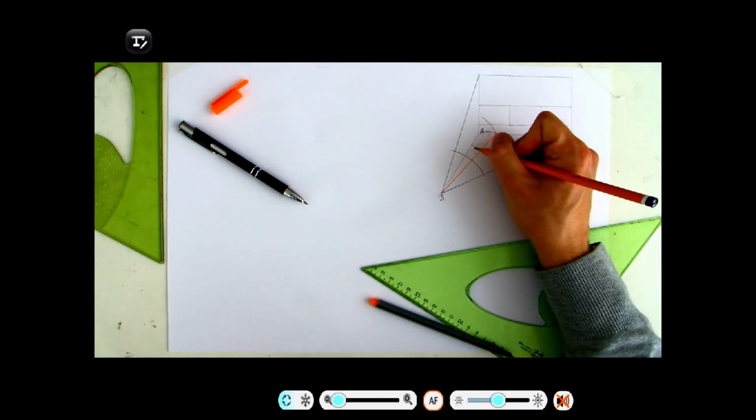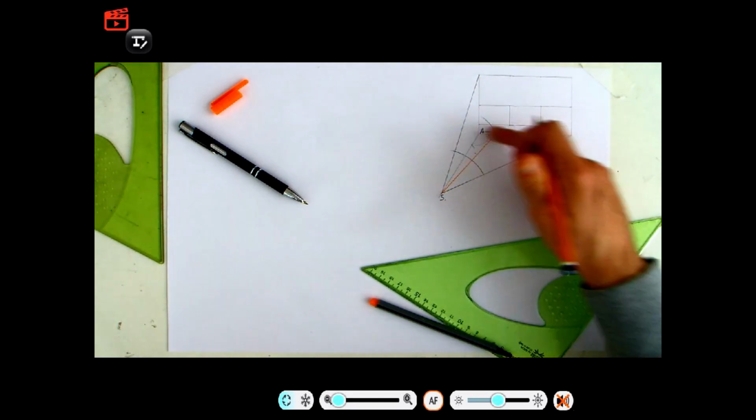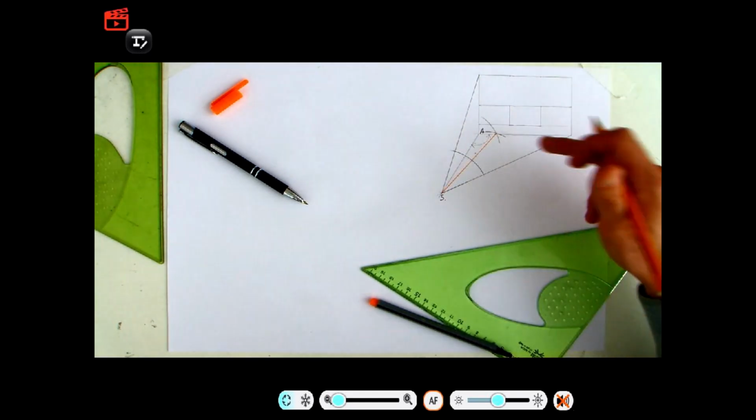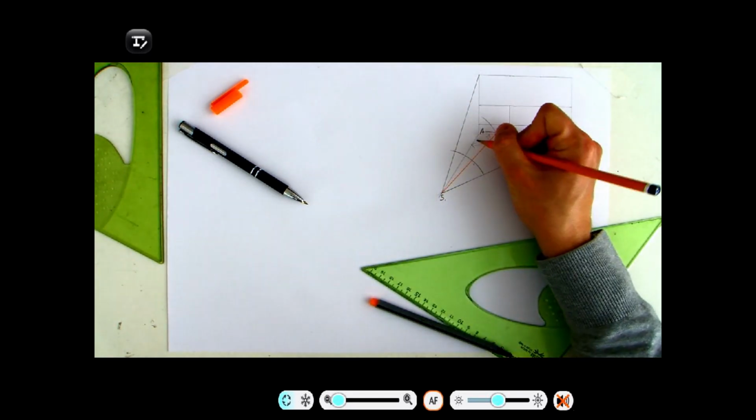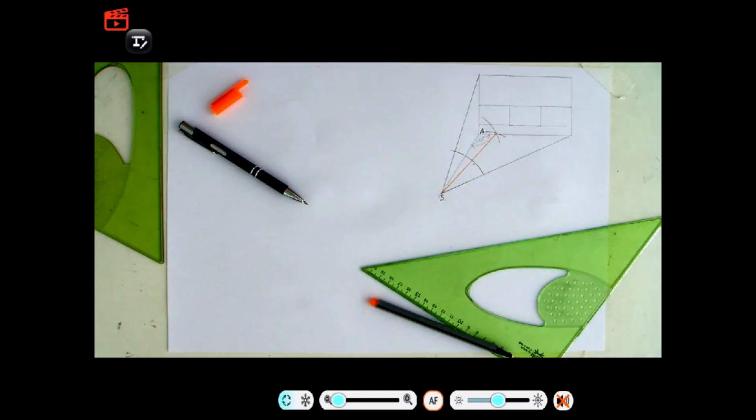Because I drew this horizontal, that means that that's 60 degrees. So that angle there is 120 in total. Does that make sense? Yep.